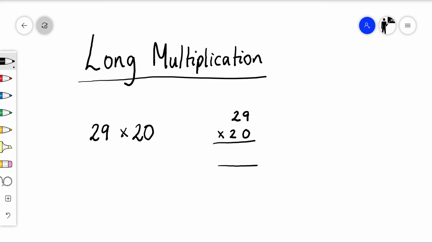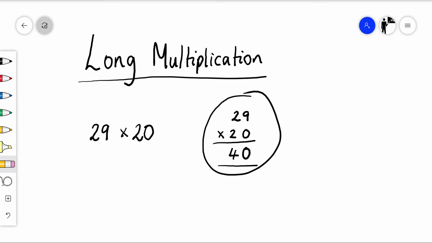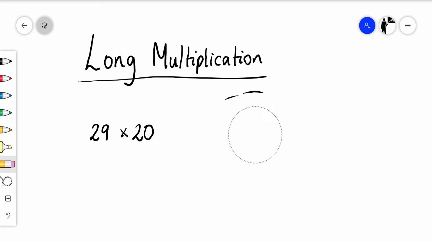Okay, so what they would do is they would do 0 times 9, which is 0, 2 times 2, which is 4. So therefore 29 lots of 20 is 40. Just think about that for a wee second. Does that make sense? Well, I know that 1 lot of 20 is 20, 2 lots of 20 is 40, 3 lots is 60, 4 lots is 80. See how this makes absolutely no sense here? Okay, so we can maybe think about some other strategies here.